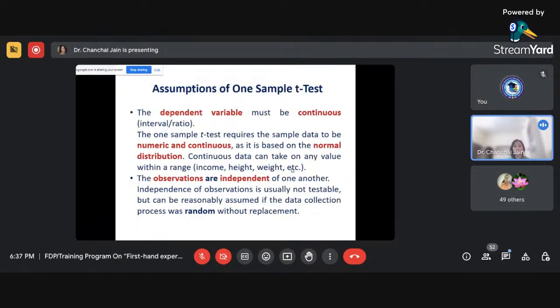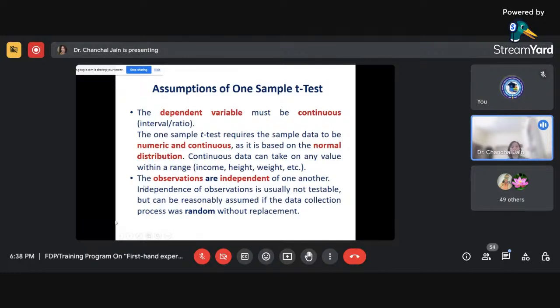So now, the most important part, assumptions of the one sample t-test. In case of a one sample t-test, the first assumption is about your dependent variable. As it is a case of one sample, you will have only one variable, right? And that variable we will treat as the dependent variable. The dependent variable should be continuous, meaning it should be measured on an interval scale or on a ratio scale, right? So the dependent variable should be numeric in nature.